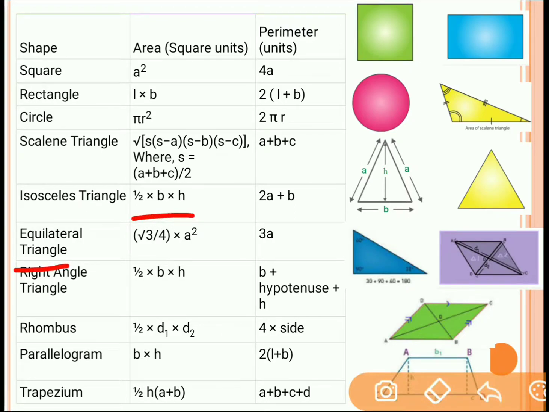Equilateral triangle is a triangle whose side lengths are all equal. So perimeter will be what? 3 times A, and the area of an equilateral triangle will be root 3 by 4 A square.